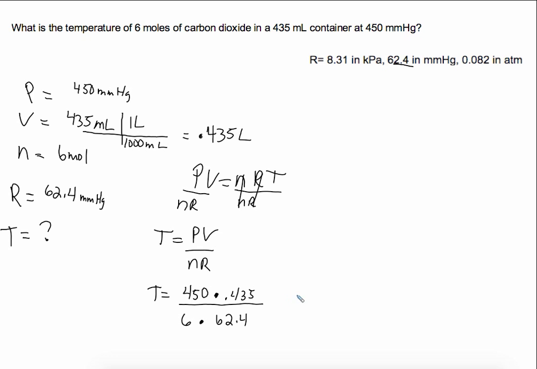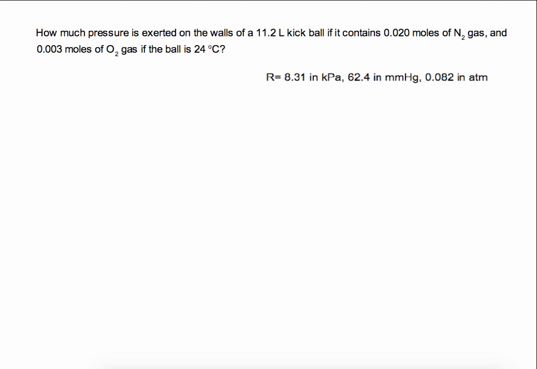Okay, so you'll take 450 times 0.435 divided by 6 divided by 62.4, and we would get T equals 0.52. Now you might wonder what the units are. Well, whenever you do a gas law problem with PV equals nRT and you're solving for T, the units that you'll be getting will be kelvins, okay? All right, next problem.